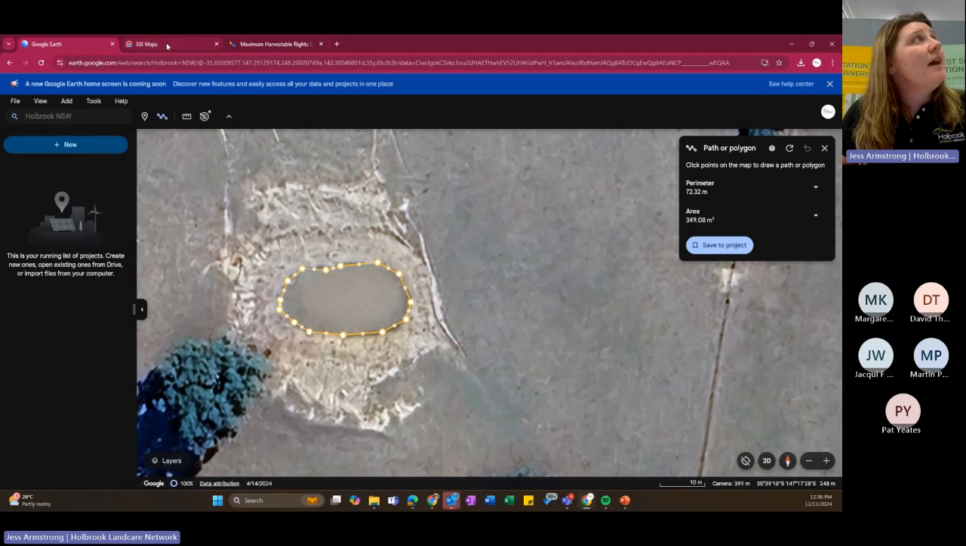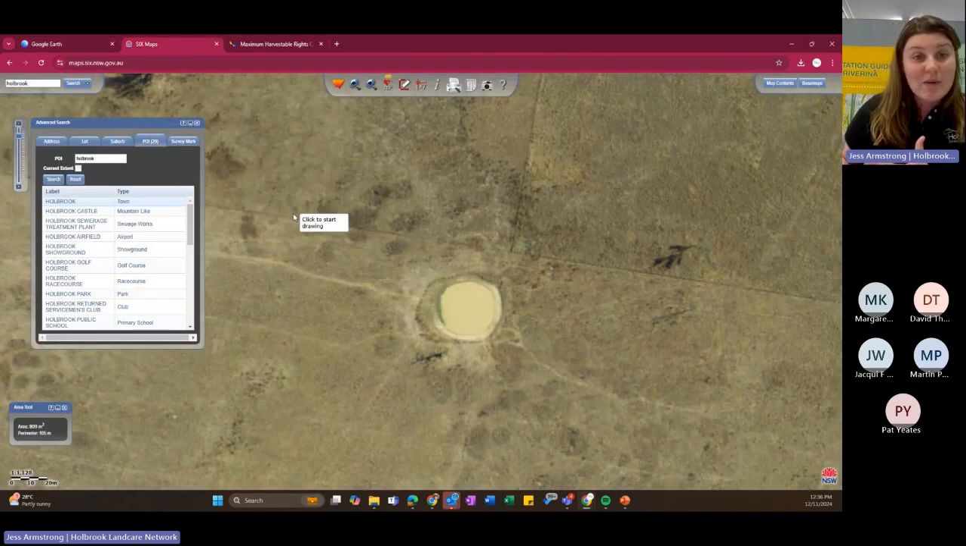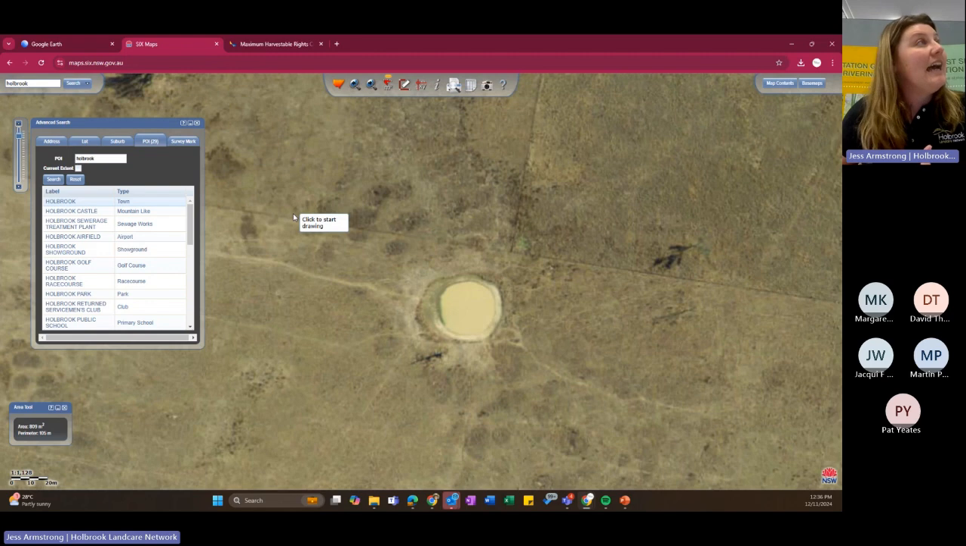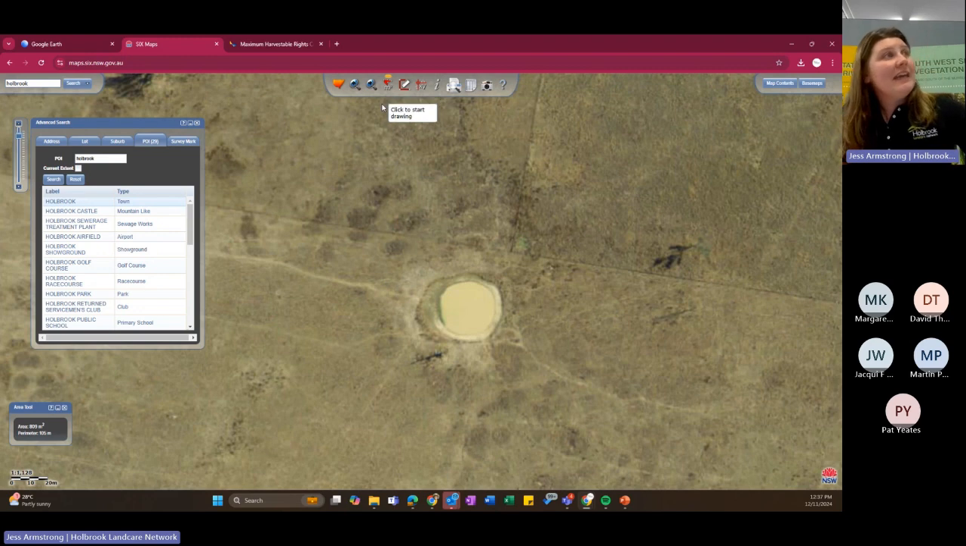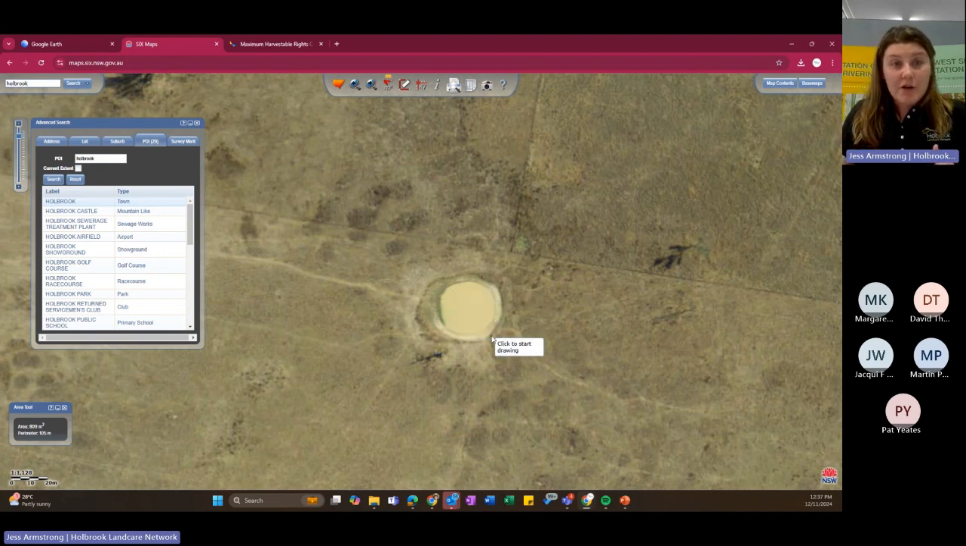The same thing applies with SIX Maps. SIX Maps is a New South Wales government tool, which is free to access. You just click a couple of 'I agree' prompts, and you've got the exact same functionality as you would have in Google. Again, I've typed in Holbrook in the search bar and found a dam that I want to know the surface area of, so that I can calculate its volume and capacity.